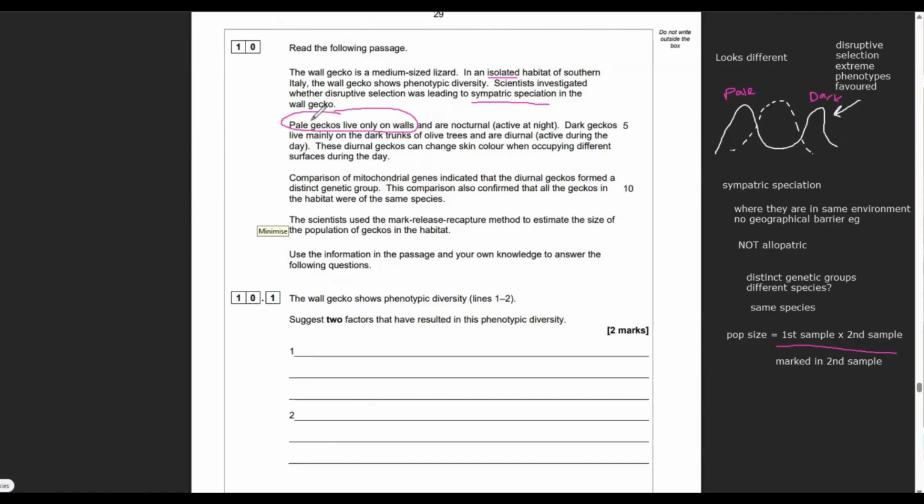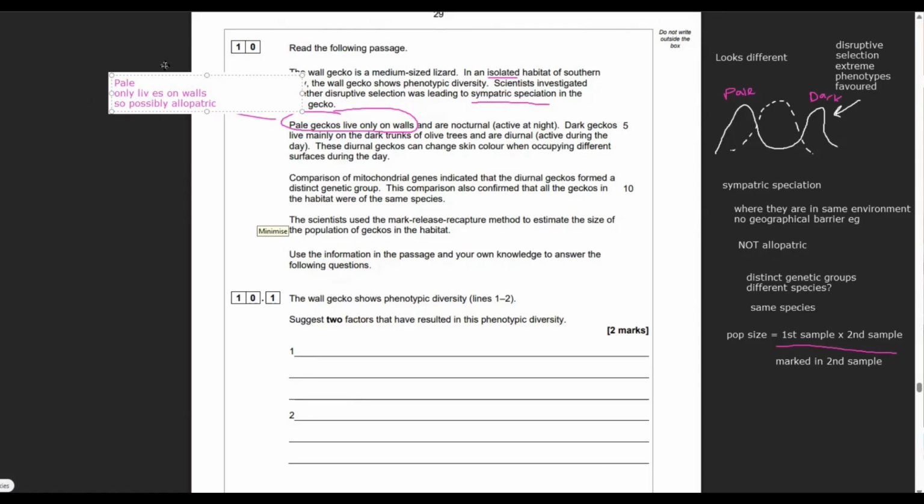Let's have a look. Well, we've got pale geckos living on walls and we've got dark geckos living mainly on the tree trunks, but they can go on the walls. So some people would say, hey, it's not sympatric, it's actually allopatric. You might be wondering what allopatric is. Well, allopatric is when you're separated by a geographical barrier.